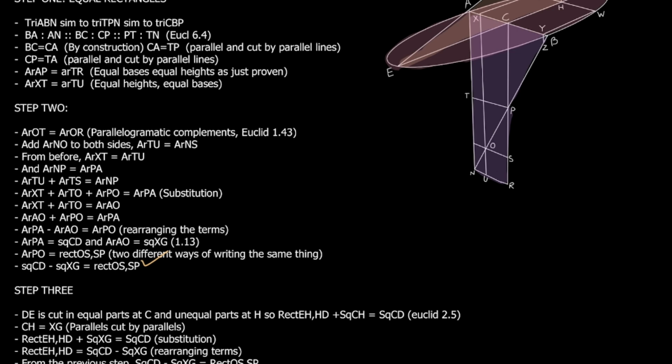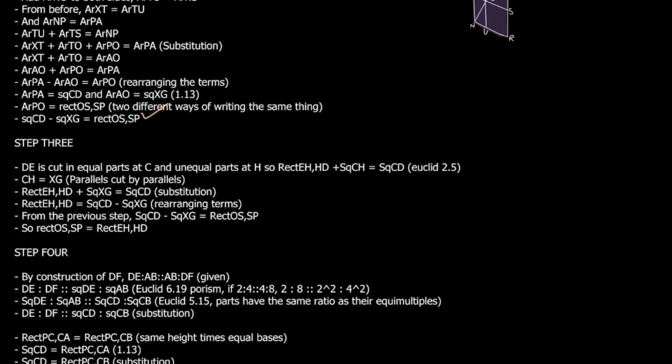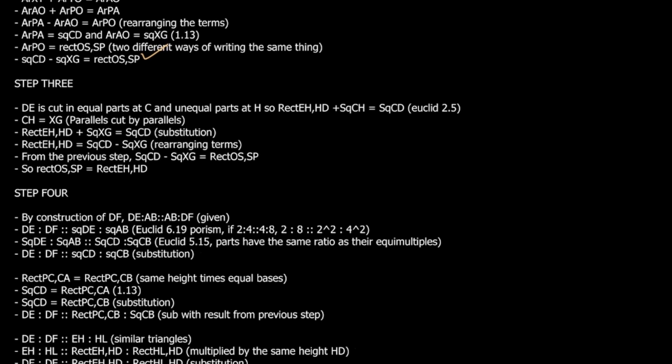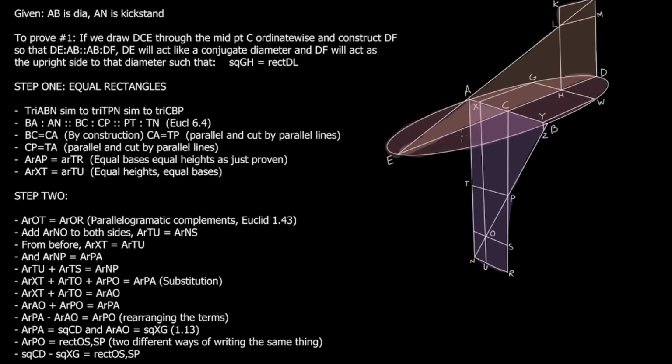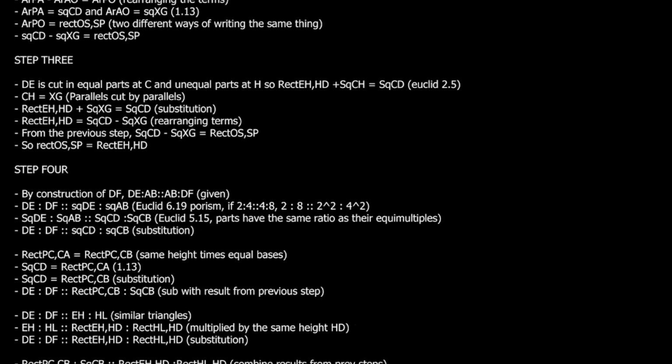All right, step 3. So DE, the line DE, which is the supposed diameter, is cut in equal parts at C and unequal parts at H. So this equality falls out of that, and that's from Euclid Book 2. I don't think I'm going to talk about that any further than that. You can look at Euclid for that.